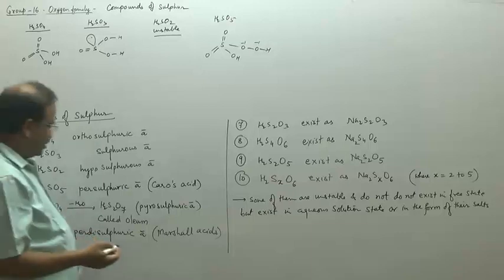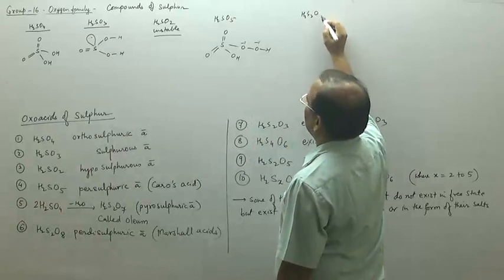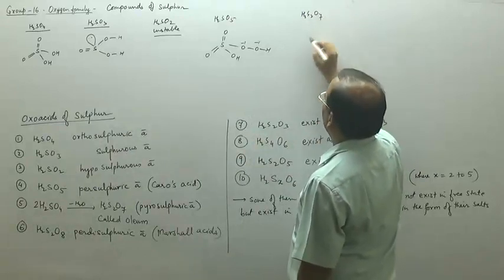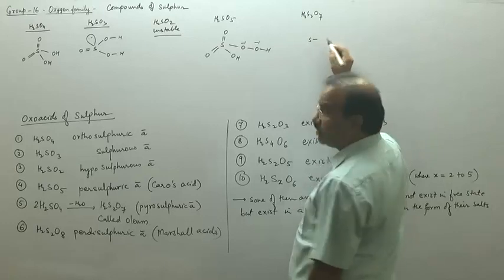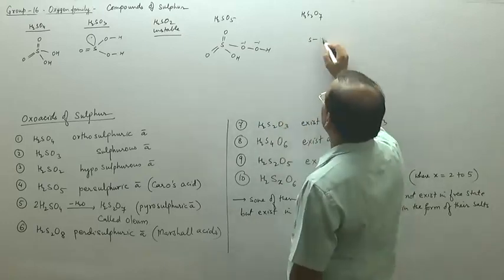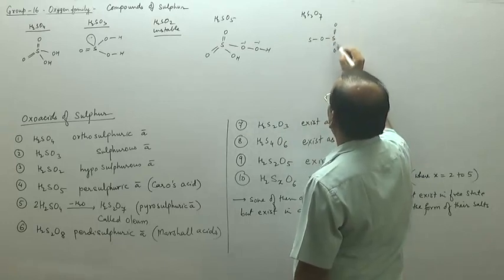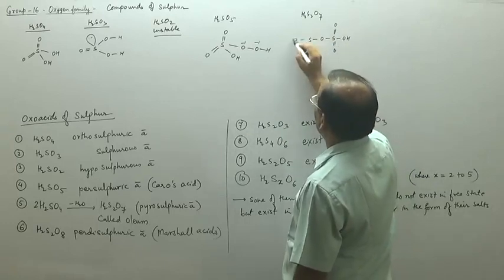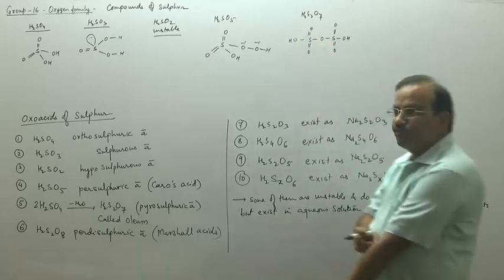Then we can write oleum, H2S2O7. I'm going to write it like this. In this case, it is S double bond O, OH, and OH, double bond O and double bond O. So that is sulfuric acid. Oleum is this.